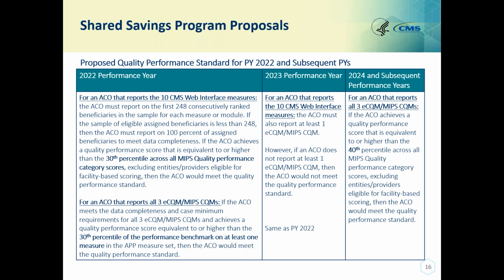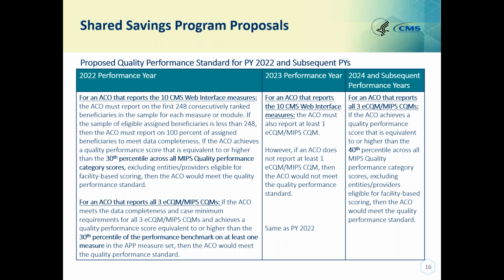For performance year 2023, if the ACO reports the CMS web interface measures and at least one ECQM, MIPS CQM measure, and achieves a quality performance score that's equivalent to or higher than the 30th percentile across all MIPS quality performance category scores, then the ACO would meet the quality performance standard. And then in 2023, for the ACOs that choose to report the three ECQMs, MIPS CQMs, the same policies that we proposed for 2022 would also apply to 2023. And in 2023, if the ACO doesn't report at least one ECQM, MIPS CQM, then we propose that the ACO would not meet the quality performance standard.